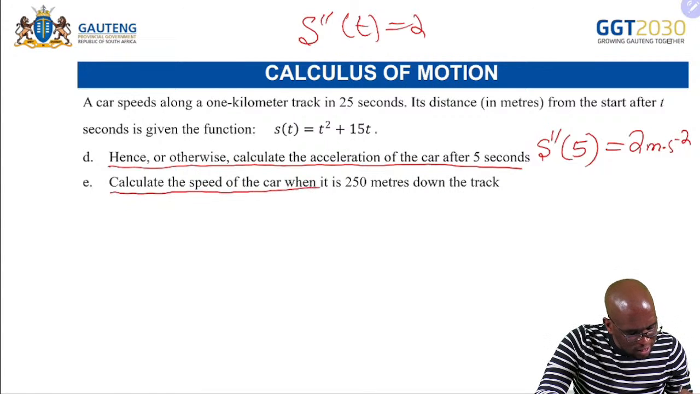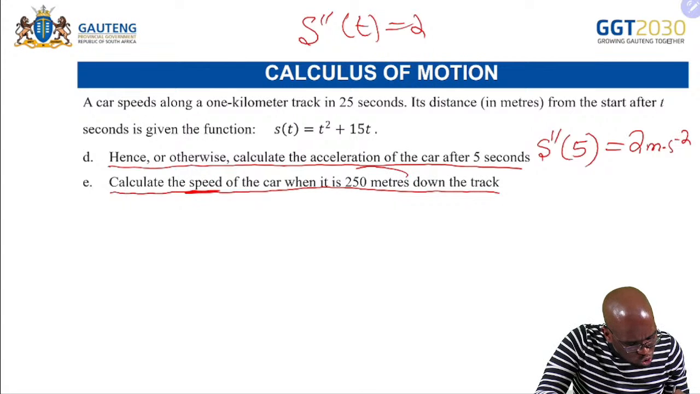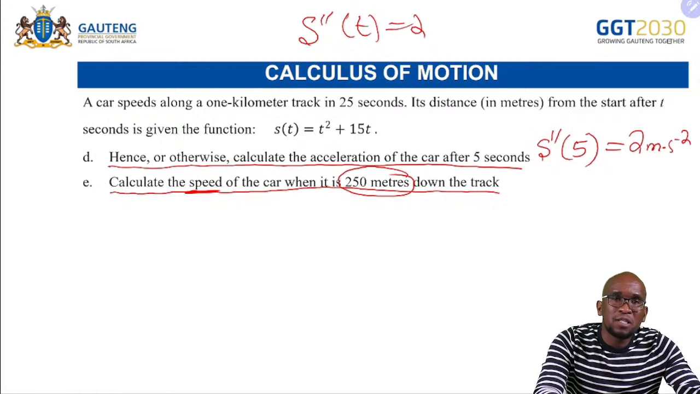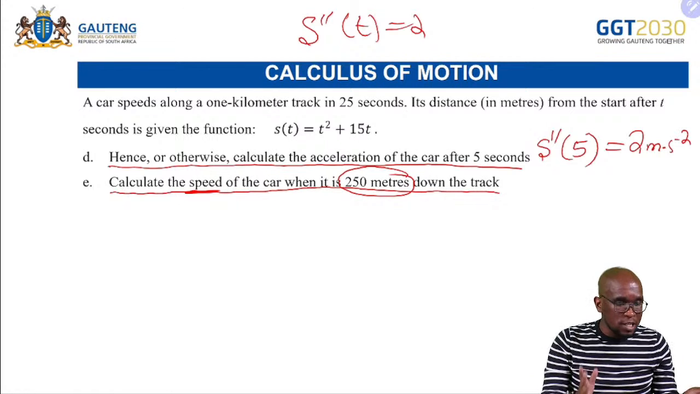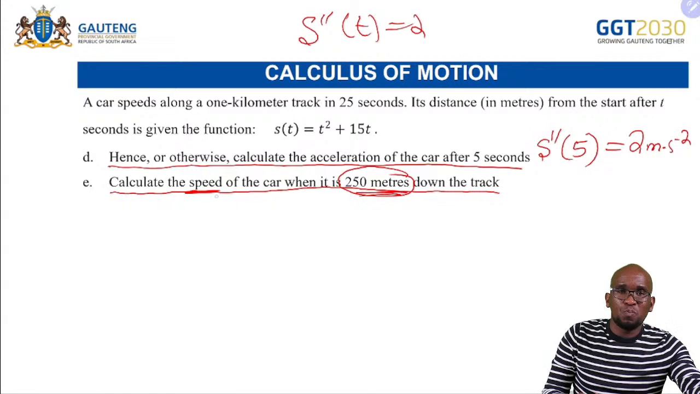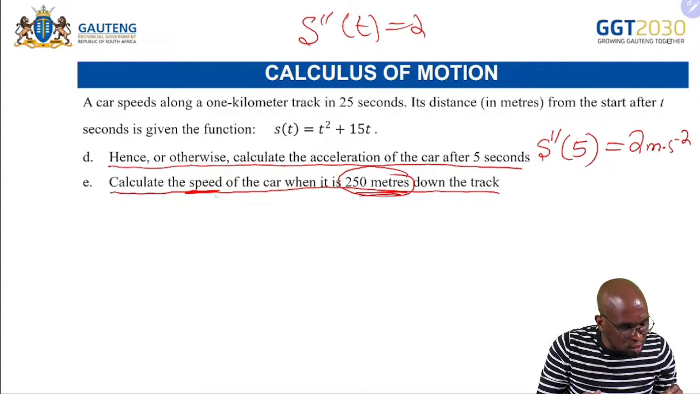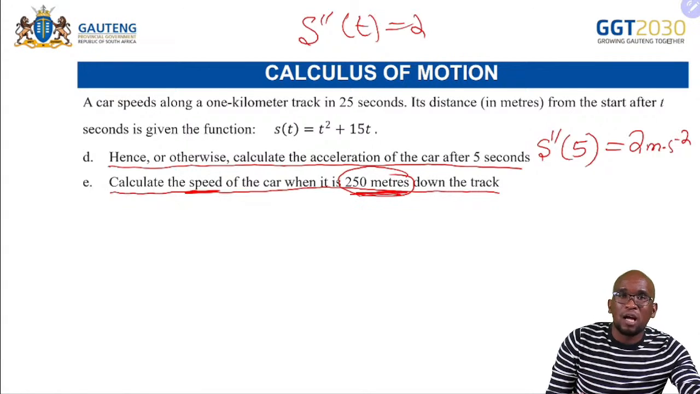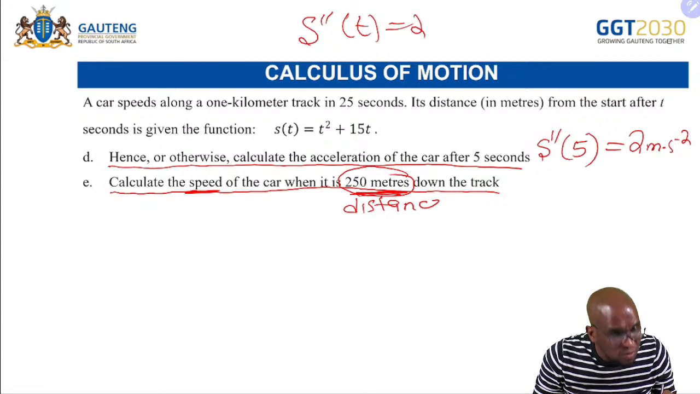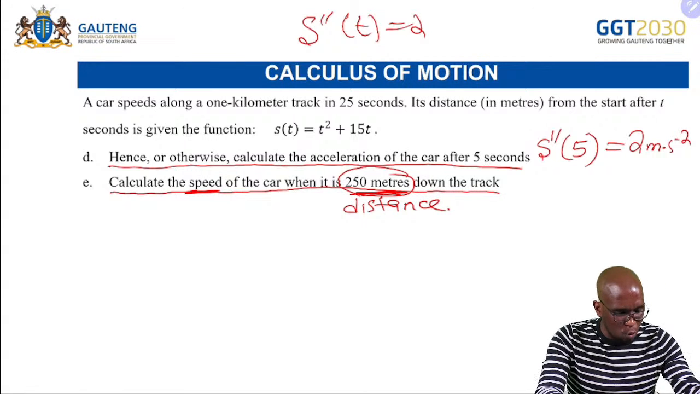Now they say calculate the speed of the car when it is 250 meters down the track. So this question needs you to think. You are given the distance and they want the speed. They don't want the expression for the speed. They want the exact speed when the car is 250 meters down the track. So we are given the distance, and they want us to calculate what? The speed.